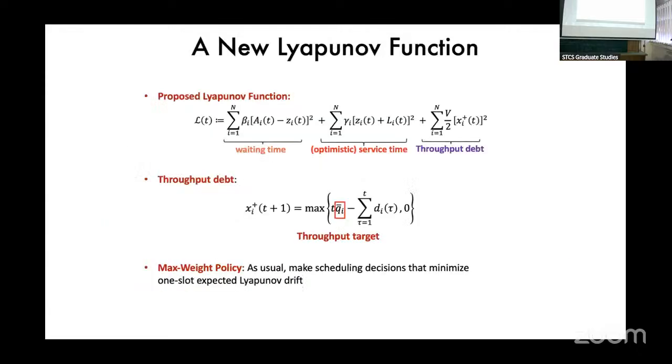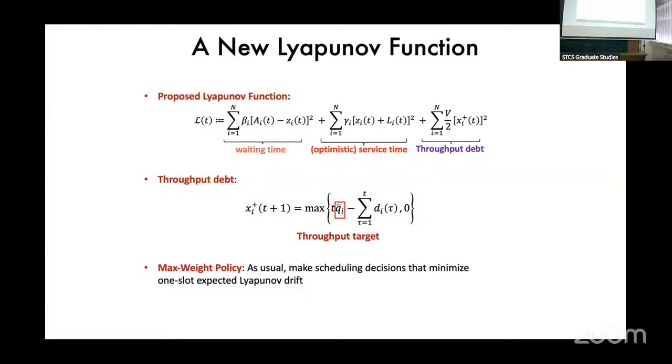So we basically redefine a more interesting Lyapunov function where we have 3 terms. The first one is waiting time, which is basically composed of age of information and how many packets you have already transmitted.